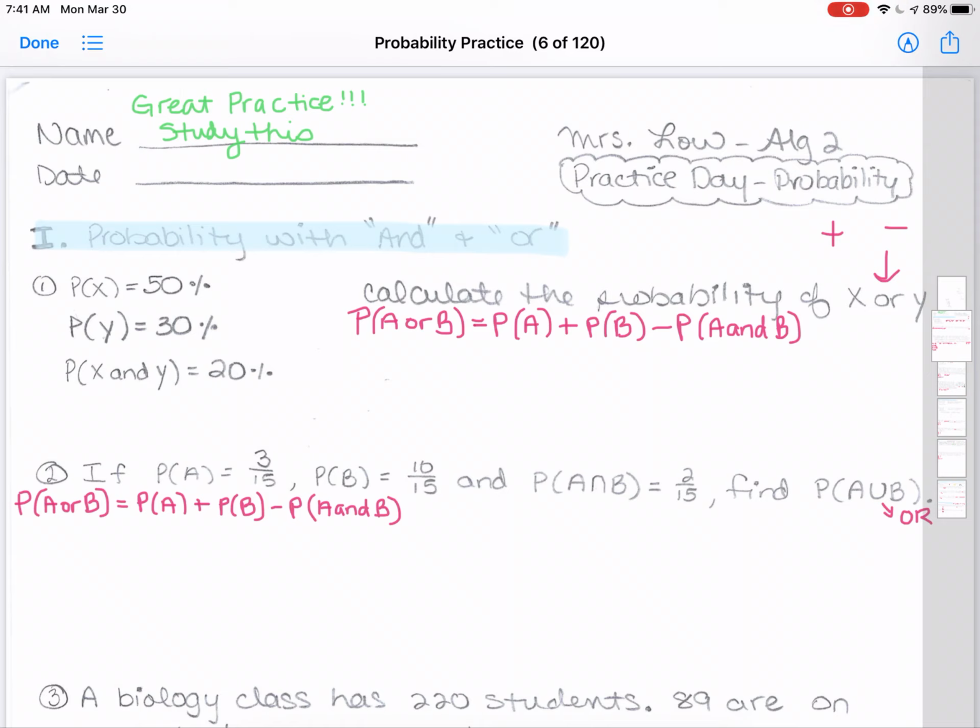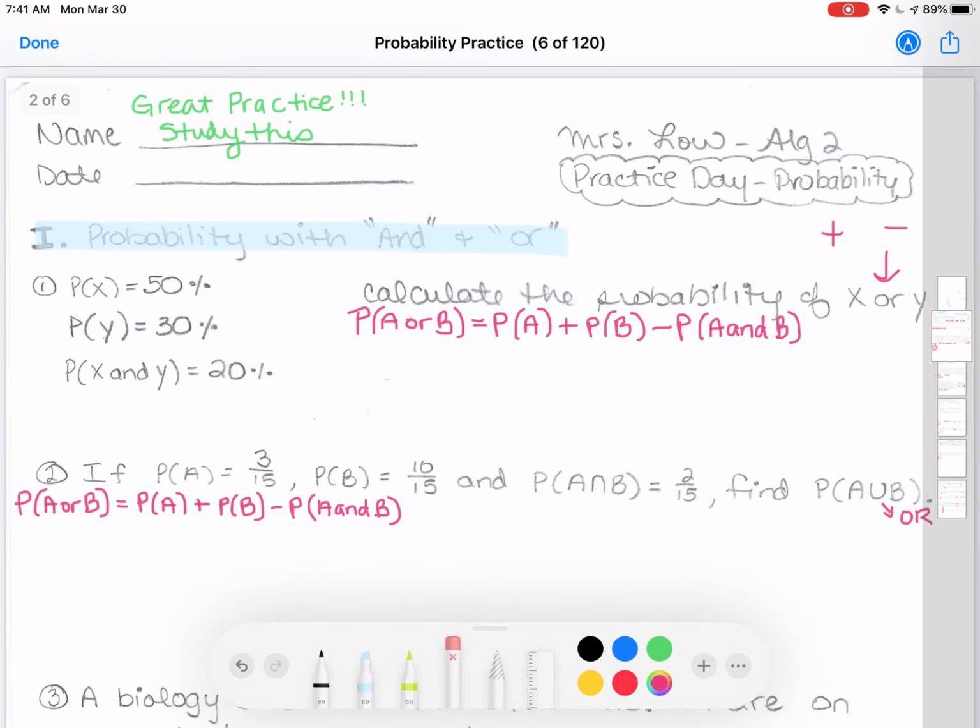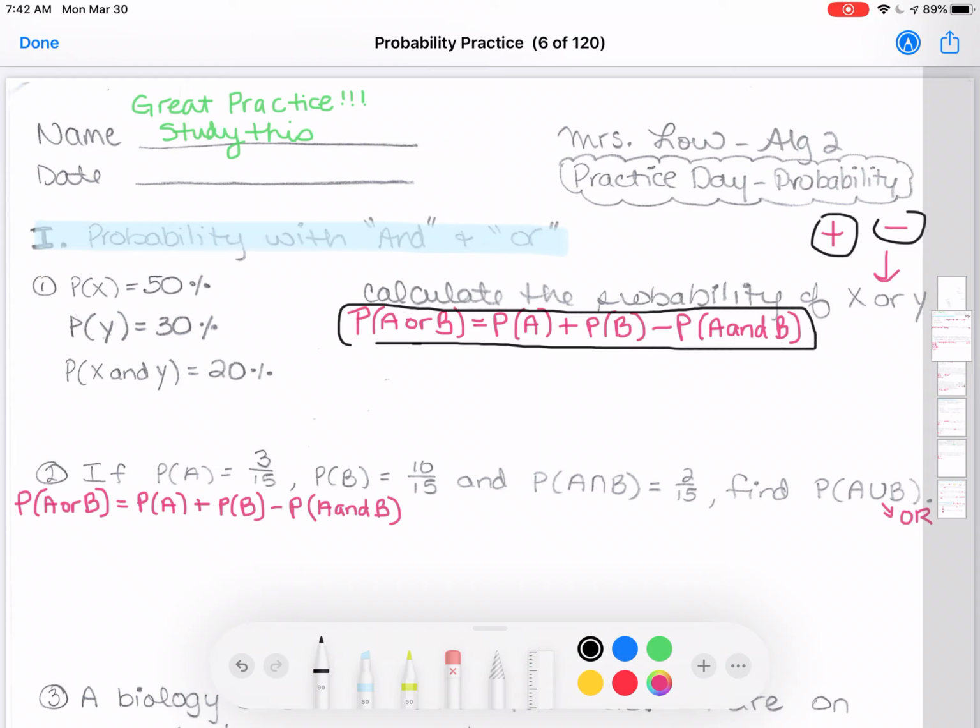All right, so let's see what's happening here with and or. I gave you just the probability of X, the probability of Y, and the probability of X and Y, because I want us to straight up practice using the formula for the probability of or. As soon as you see or, you have to think plus minus. That should be in your brain, plus minus. So here's our formula. The probability of A or B is equal to the probability of A plus the probability of B minus the probability of A and B, which is both.